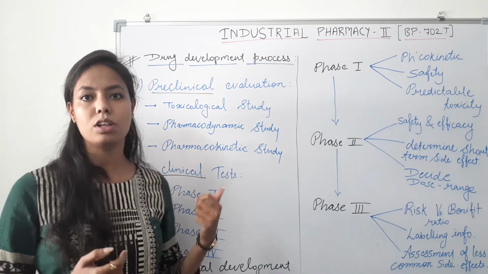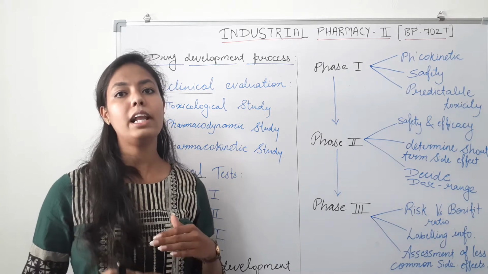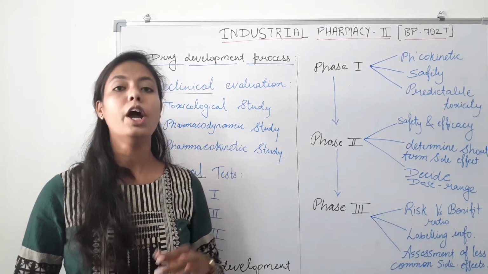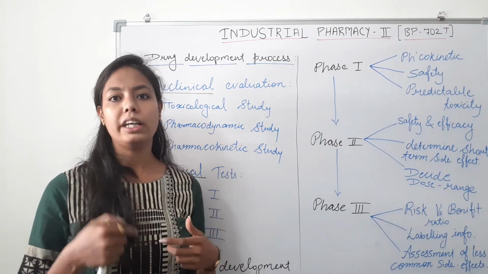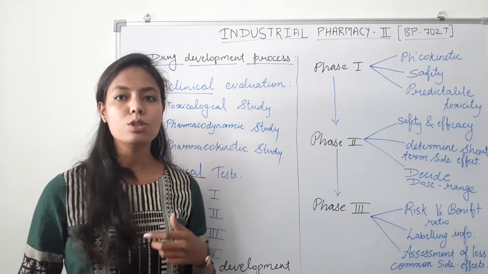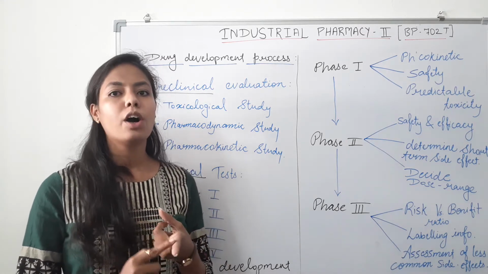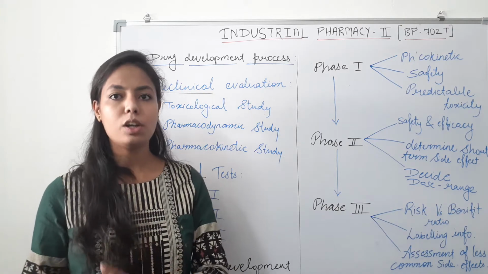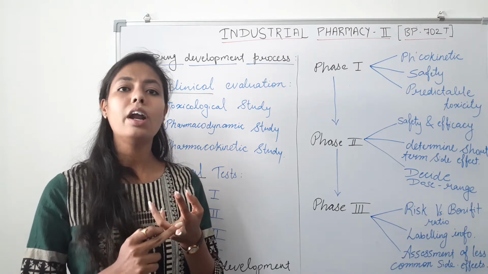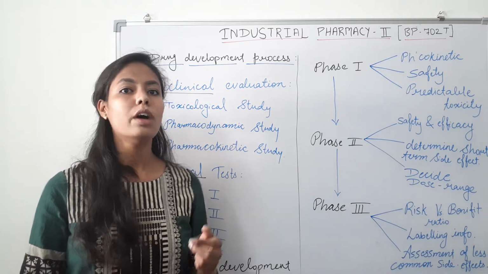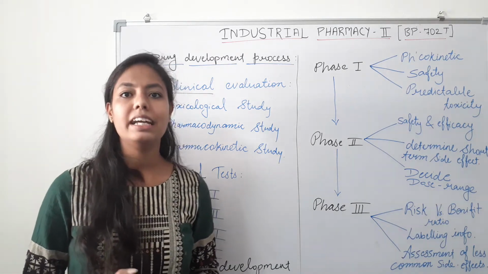So, the first one is toxicological studies. These toxicological studies are performed to evaluate the toxicity of the lead molecule to a particular organ or system or all over the body with respect to the duration and dose of the compound. So, it is conducted as acute, subacute, chronic or any other special toxicity, whether it is reproductive toxicity, mutagenicity or carcinogenicity. After the toxicological study, we will further go for the pharmacodynamic study.